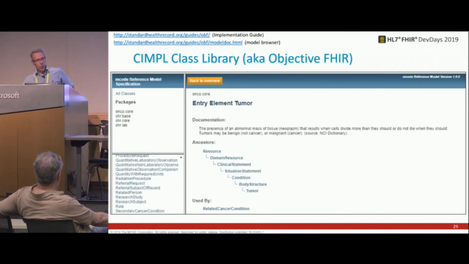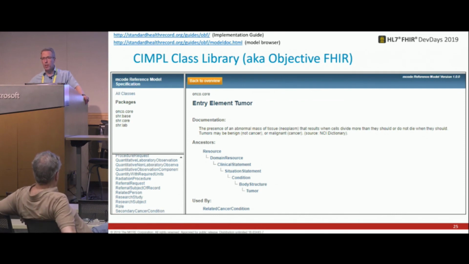The other thing, we have lots of outputs from CIMPL. We can transform that source code into lots of things, and one thing that we do is a class library. You can look at it as a class hierarchy, and this may look familiar to some of you who've used JavaDoc. So this is kind of a JavaDoc version, and you can see how tumor has been derived from body structure, derived from condition, from situation statement, then clinical statement, then you recognize domain resource. So some of those classes in the middle are part of the abstraction layer of Objective FHIR.